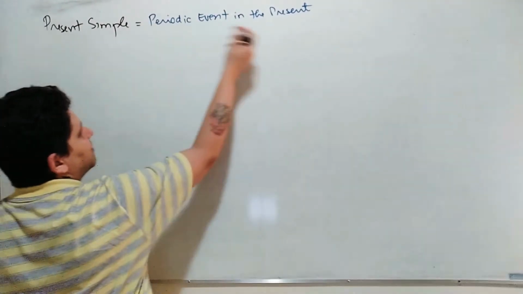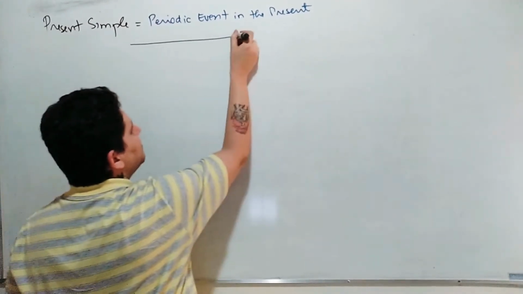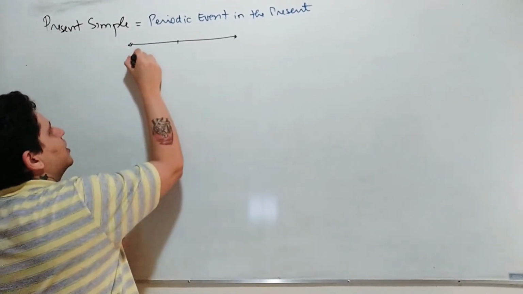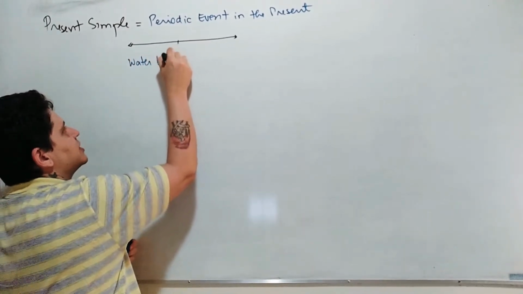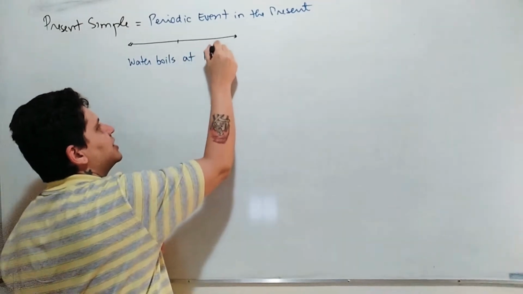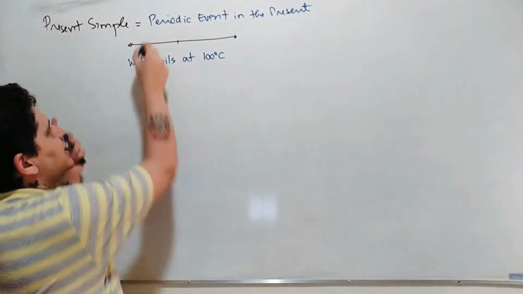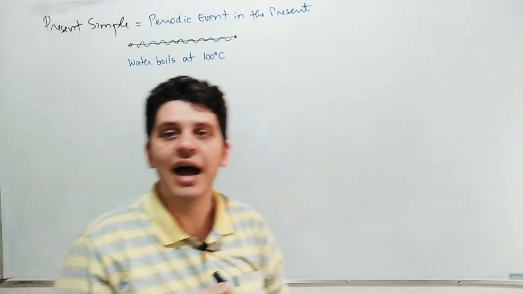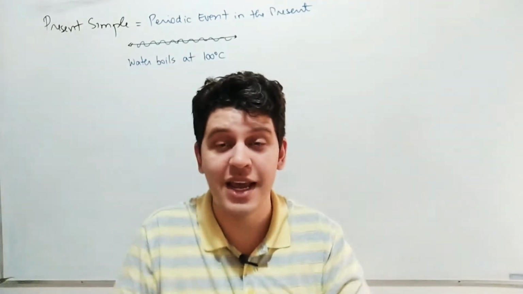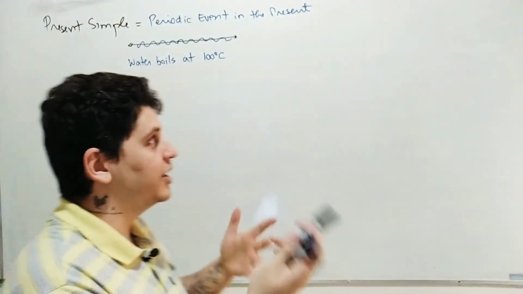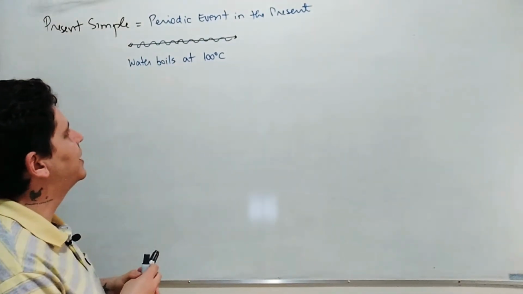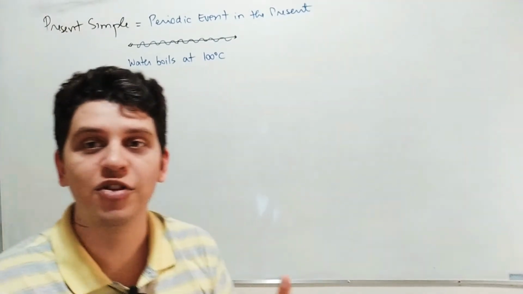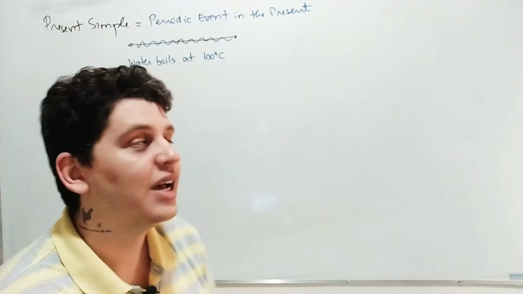So, if it's a periodic event in the present, I am talking about something that repeats itself over and over. For example, when I say that water boils at 100 degrees Celsius, this happened in the past, this happens now, and it will continue happening into the future. I am describing an event that's periodic. It happens all the time, according, of course, to what you're describing. In this case, it's a fact. As a fact, it repeats itself over time all the time. So it always repeats itself.